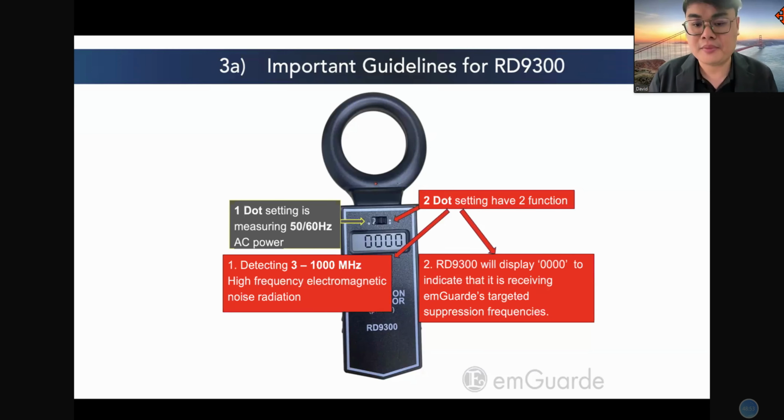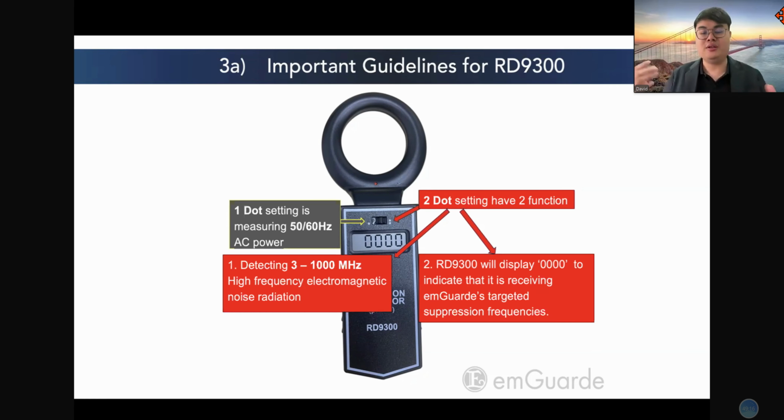It's incorrect because the 0 here simply means that we are within emGuarde's protective zone. But the radiation from the telecommunication signal, coming from the second energy, and the radiation coming from the power line, which is the first energy, are still in the environment. And emGuarde is actually suppressing the byproduct of this energy, which is noise radiation. I hope I make myself clear in this explanation.